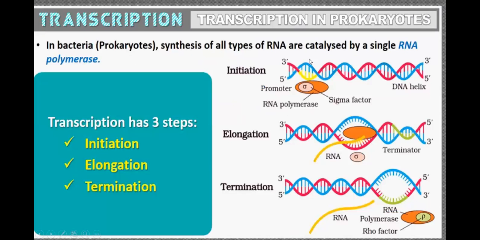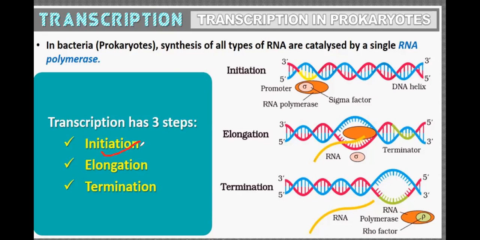Now, transcription in prokaryotes. In bacteria, a prokaryote like E. coli, synthesis of all types of RNA is catalyzed by a single RNA polymerase, whether it is messenger RNA, ribosomal RNA, or transfer RNA. All these different types of RNA are synthesized by a single enzyme, a single RNA polymerase. The transcription has three steps in prokaryotes.